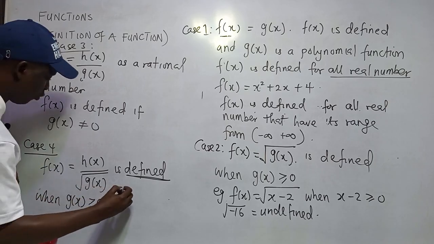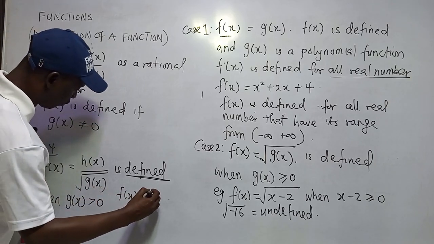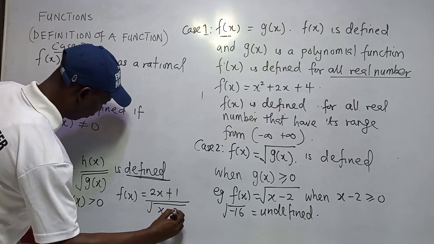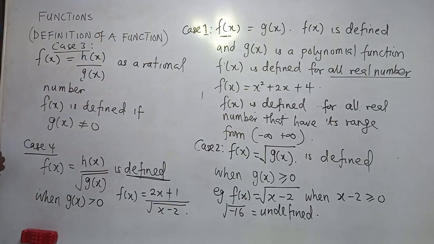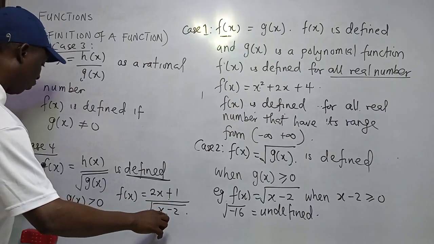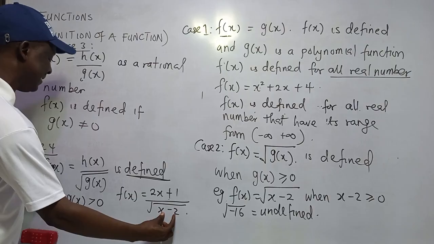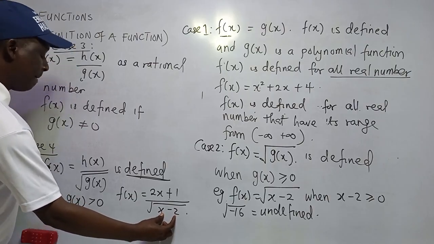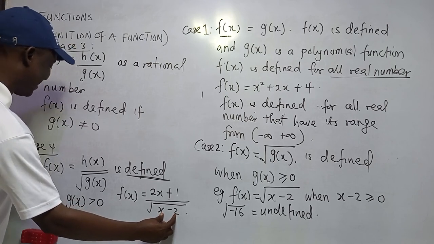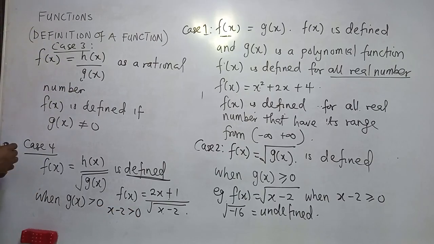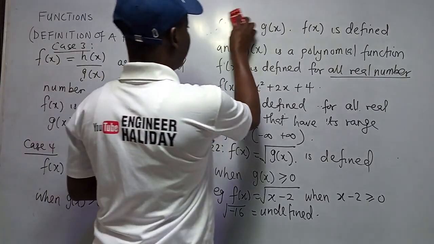For instance, if I give you f of x is equal to 2x plus 1 divided by square root of x minus 2. So this function is undefined if the function inside the root at the denominator is equal to 0 or less than 0, but it will be defined when it is greater than 0. So that means x minus 2 must be greater than 0. That's what we are saying for case 4.